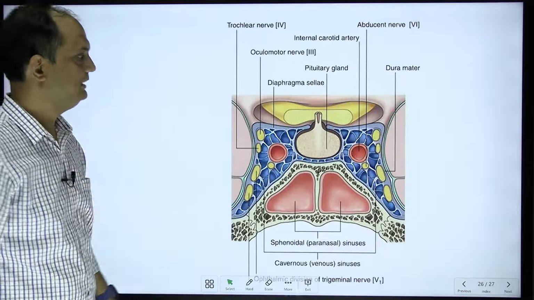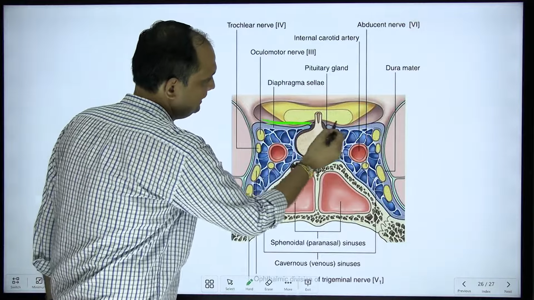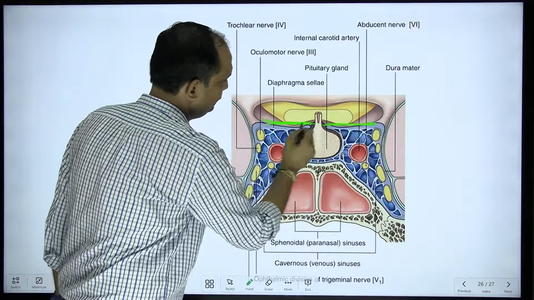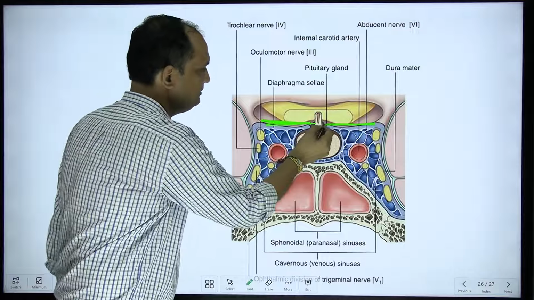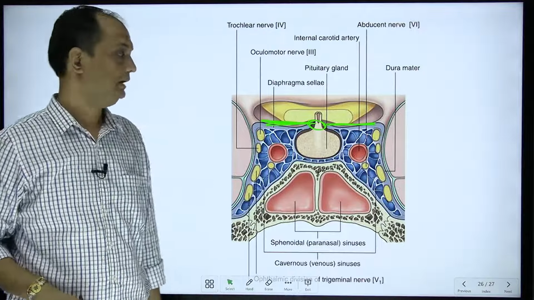Now in this diagram you can see that this is your diaphragma sella. This is your fold of the duramater. Beech mein yahan ek chota sa gap hai. This gap is for the stalk of pituitary gland.